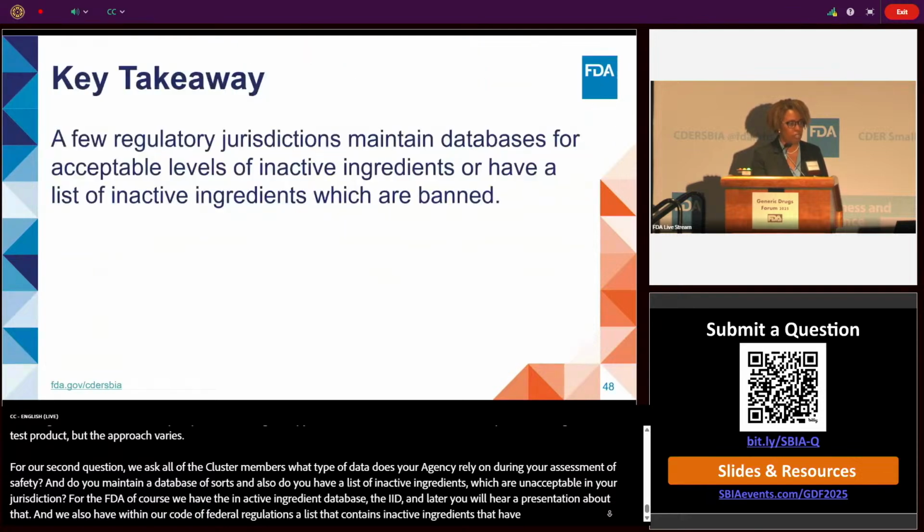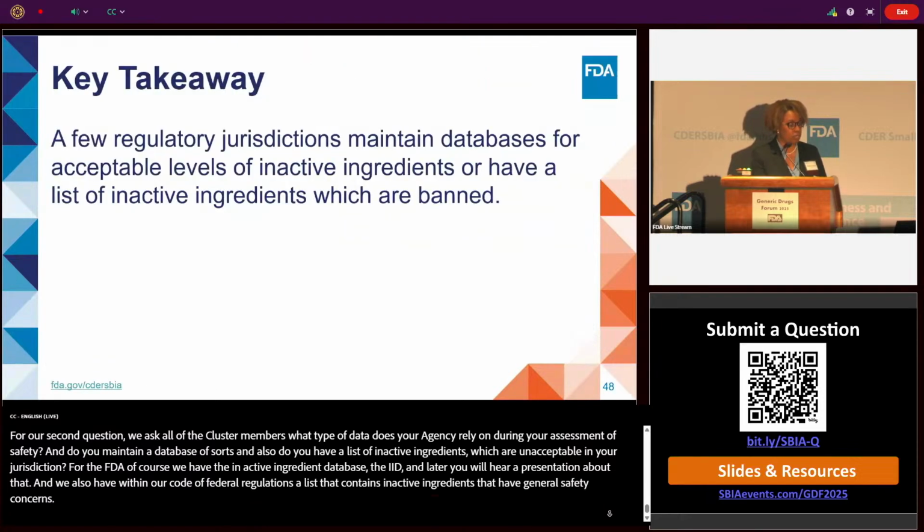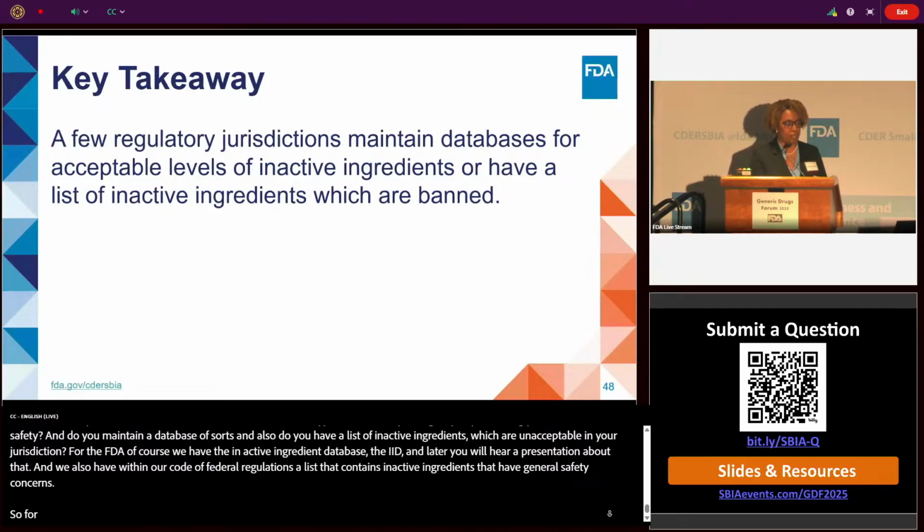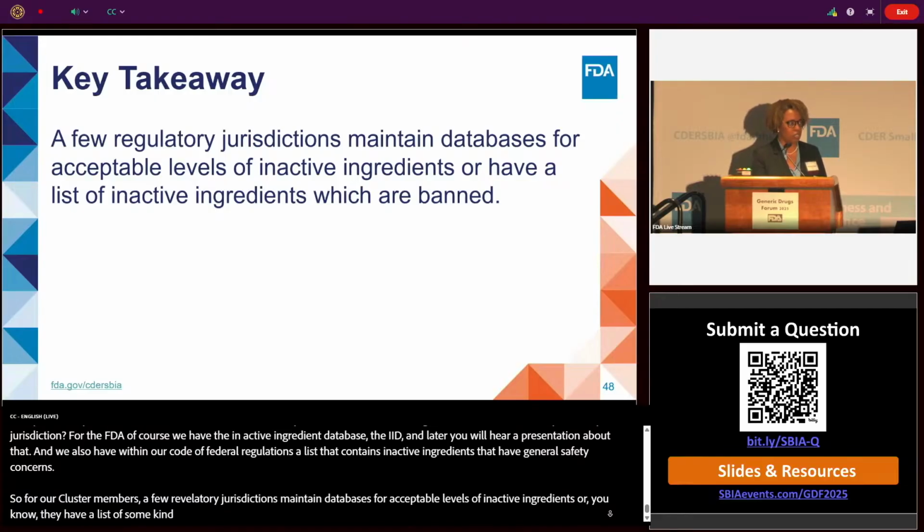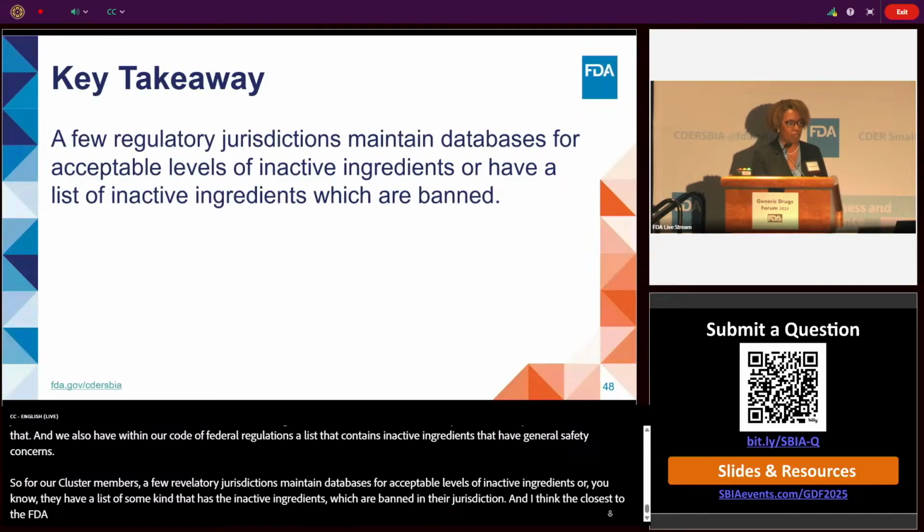So for our cluster members, a few regulatory jurisdictions maintain databases for acceptable levels of inactive ingredients, or they have a list of some kind that has the inactive ingredients which are banned in their jurisdiction. And I think the closest to the FDA at this time would probably be the EMA and Health Canada as far as those databases are concerned.